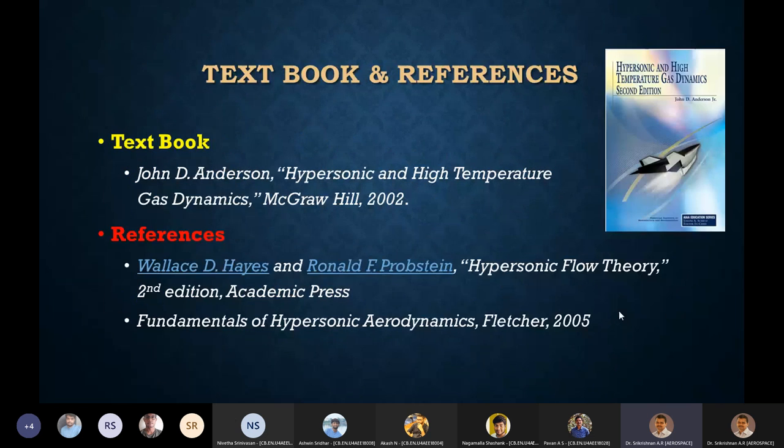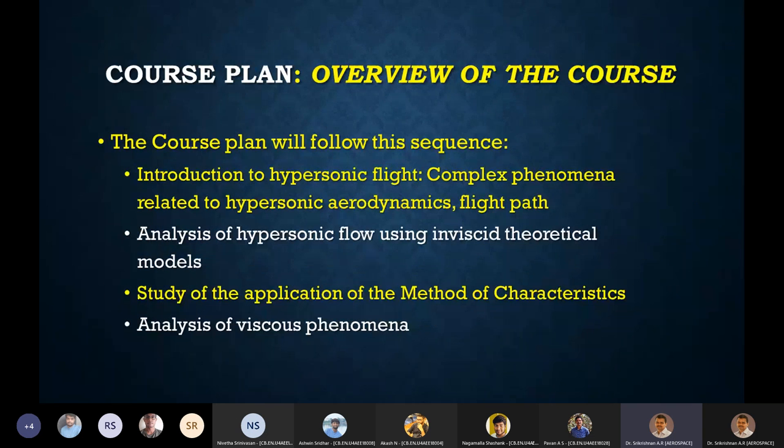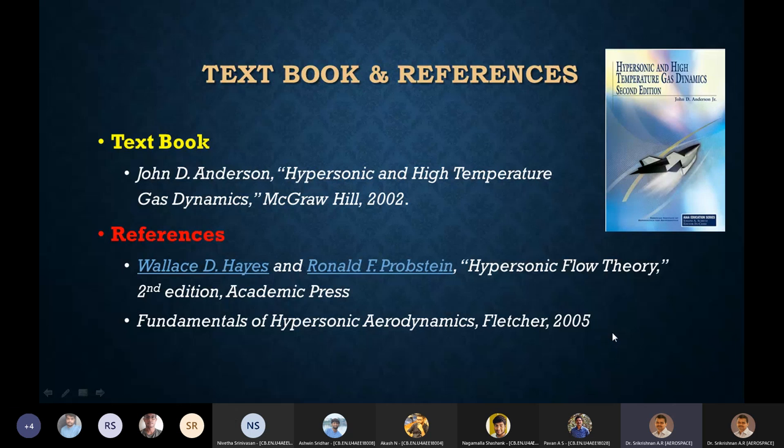So I have not listed it here. Viscosity as well as heat transfer in hypersonic flows. Textbook, John D. Anderson's Hypersonic and High Temperature Gas Dynamics is a good textbook.